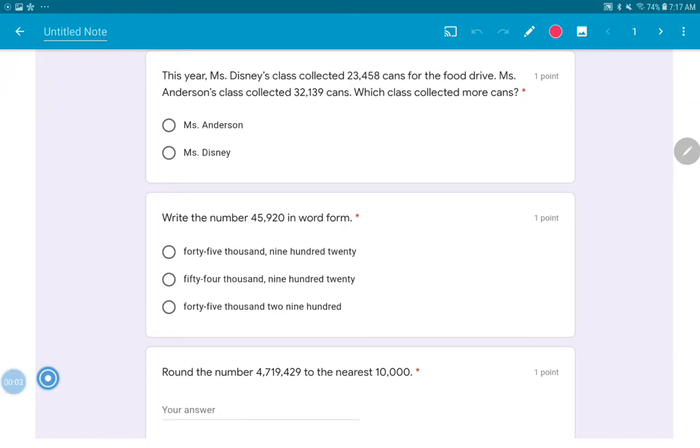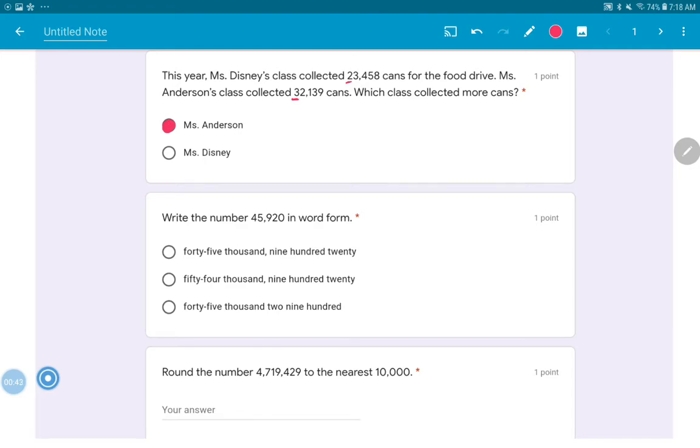Looking at Wednesday's daily math, the first problem says this year Miss Disney's class collected 23,458 cans for the food drive. Miss Anderson's class collected 32,139 cans. Which class collected more cans? If I look in the largest place value, Miss Disney's class collected two 10,000s, and Miss Anderson's class collected three 10,000s. We know that 3 is more than 2, so Miss Anderson's class collected more.